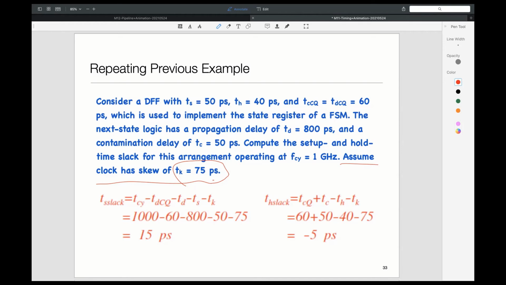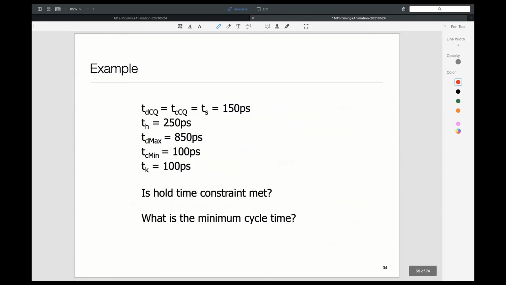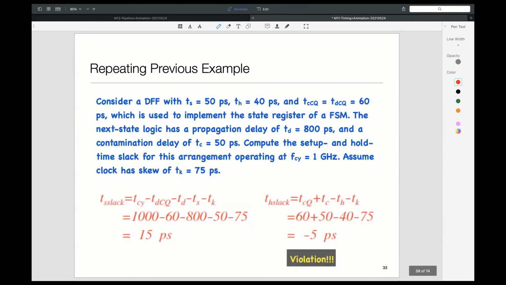And so what you see out here is that if there is a skew of 75 picosecond, the setup time still has margin left, so I'm okay. But hold time is now -5 picosecond, a hold time constraint. That means I have a violation. So this is bad, right? So what it's saying is my design, if for whatever reason faces this kind of a clock skew, then I'm in for trouble. So that's a violation. Let's look at another example.